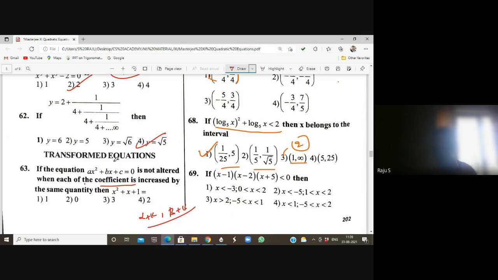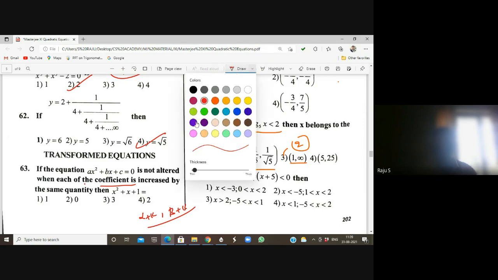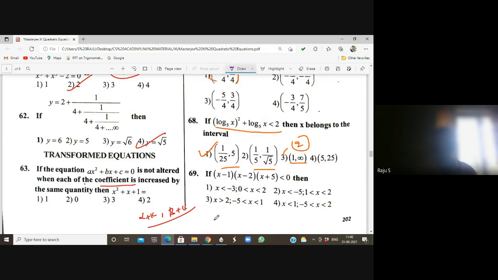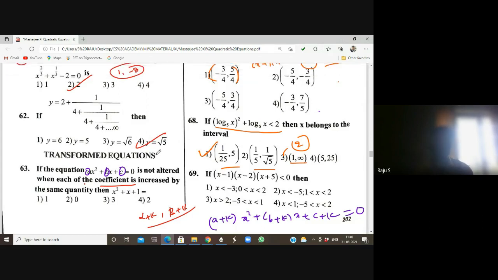Like the given quadratic equation becomes a plus k into x square plus b plus k into x plus c plus k. Why have I written it here? Because the coefficients are here a, b, c, right? The coefficients are a, b, c. I increase them by k, the same quantity, and we get this.